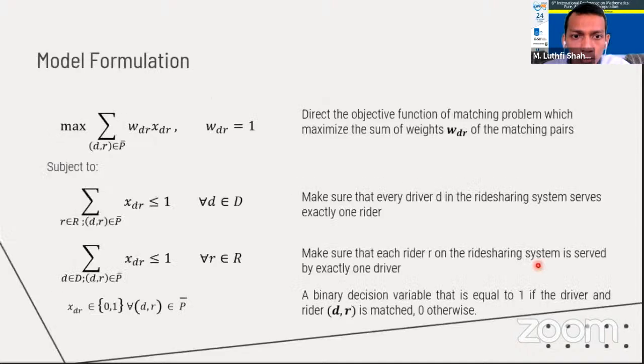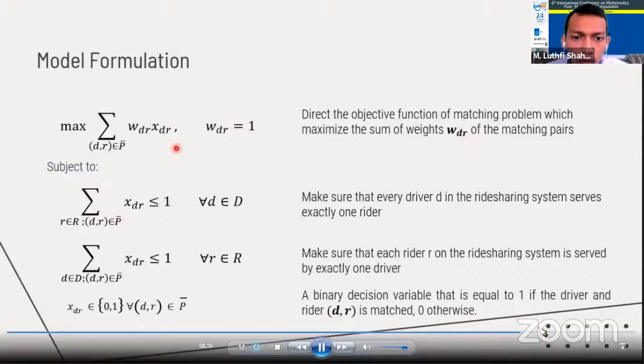Model formulation. The objective function of the matching problem maximizes the sum of weight WDR of the matching pairs, subject to these constraints.